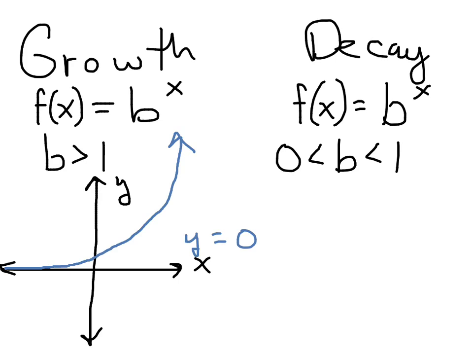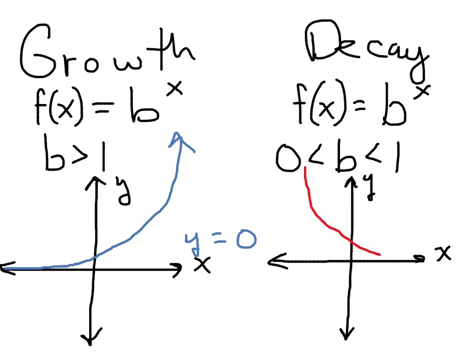Next one. Decay. What'd you say the word decay meant? Down. To go down. Right. So now we're going to start up here and work our way down. Almost like it flipped over this way. Okay. It is. I agree.